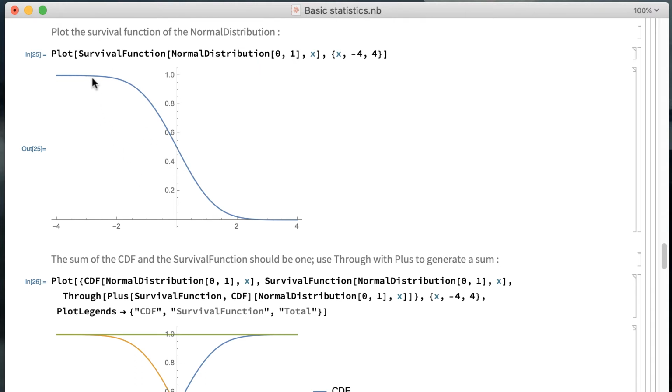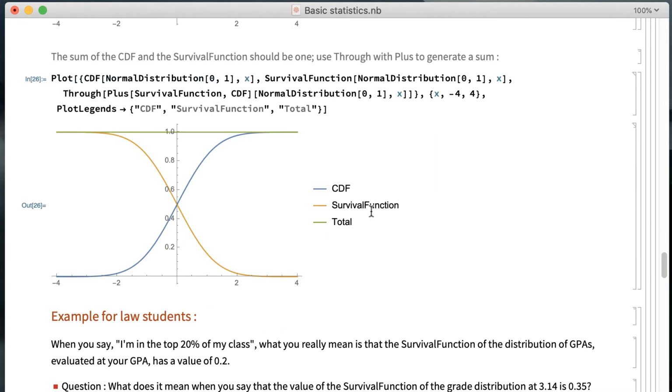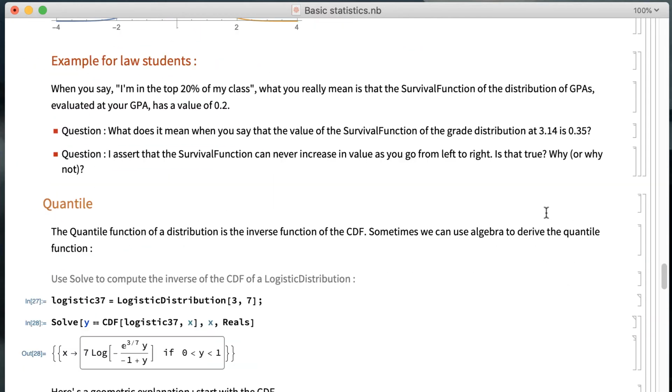You can see it's bounded at 1 and 0, and that it never goes up. And you can see in this little piece of code that if I sum vertically the CDF with the survival function, I always get 1, and that's essentially because they're defined so that they always equal 1.